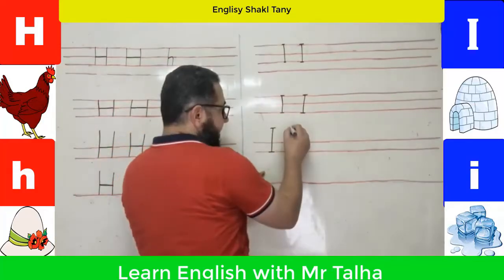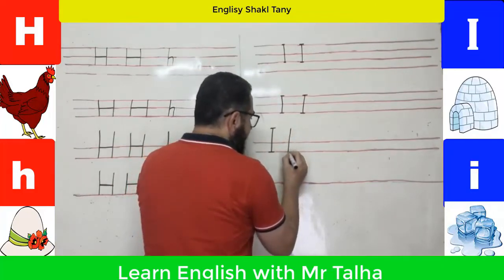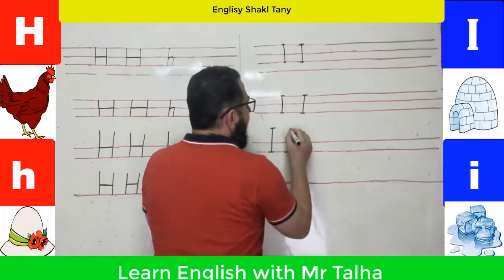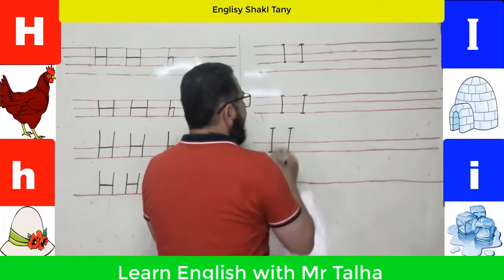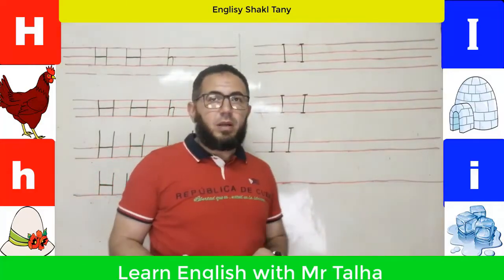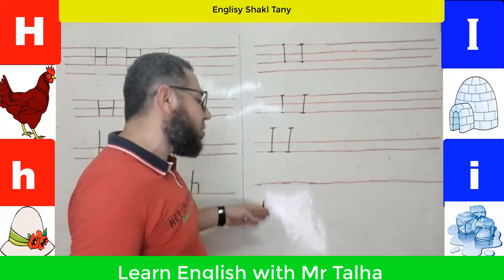Again, I'll start at the top, above the two lines, go down to the second line. Short sleeping line here, and the short sleeping line here. It's I capital. So the I capital must be on this line, don't go down.